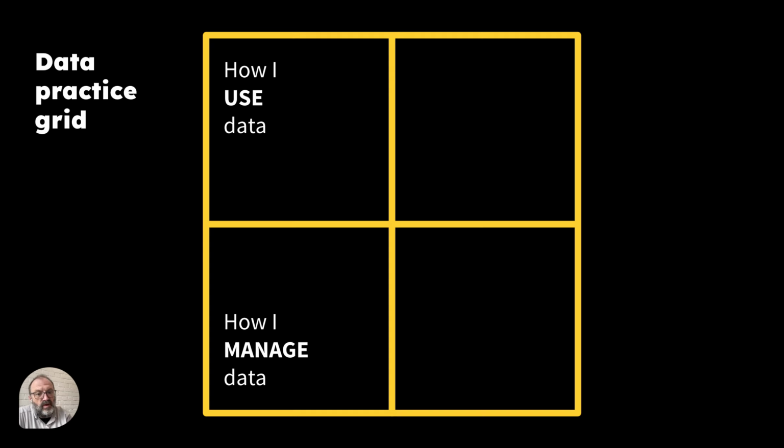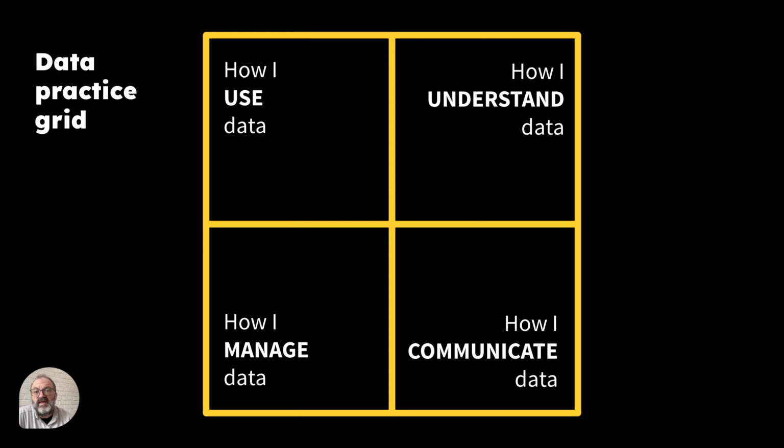and then the next square is how I manage data. The next one is how I communicate data, and the last one is how I understand data. All together, these 4 things make up a literacy. So your data literacy is your ability to use, manage, communicate, and understand data, and they all work together.